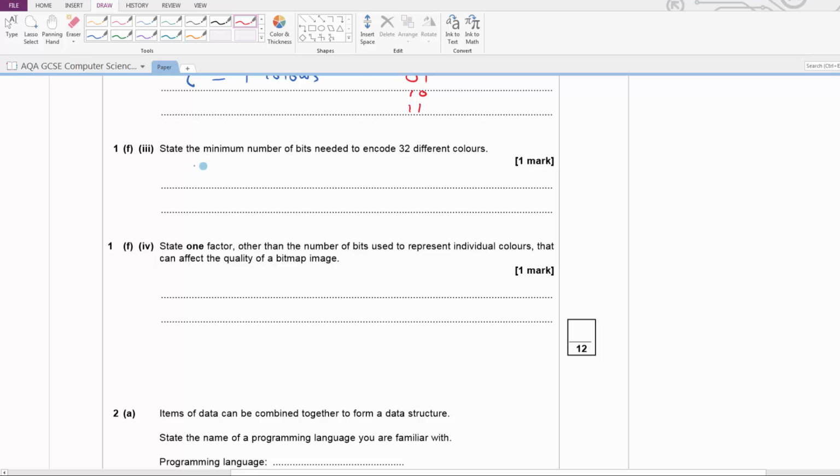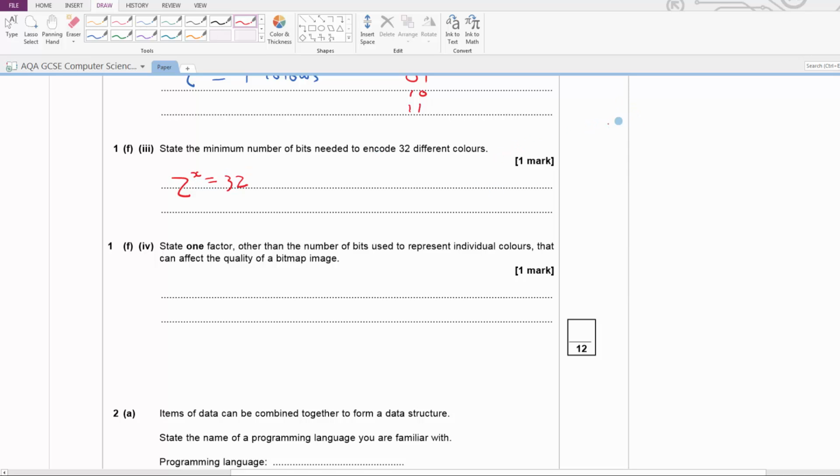It says, state the minimum number of bits needed to encode 32 different colours. So basically we're saying 2 to the power x equals 32. And there's a mathematical way you can work this out, but you need a calculator, so we're not going to go into that. It's not very difficult.